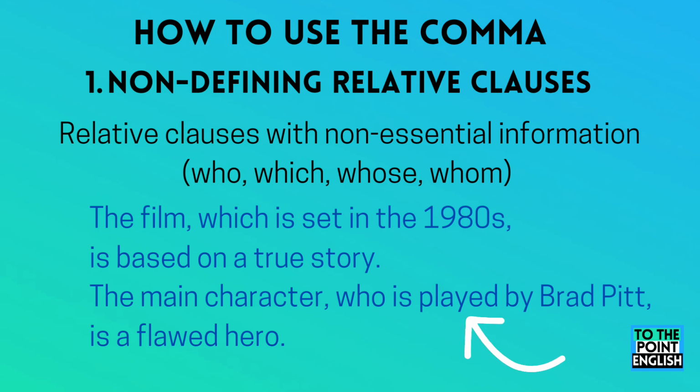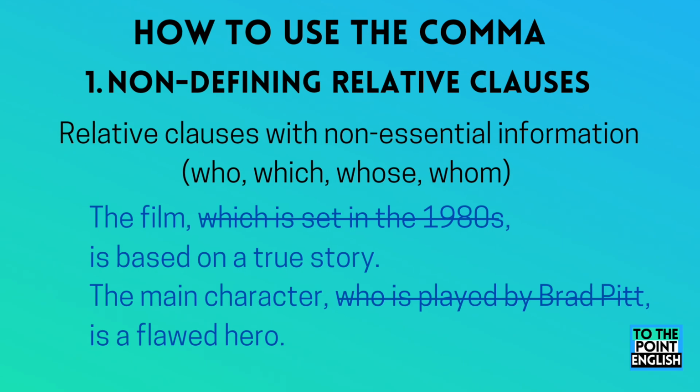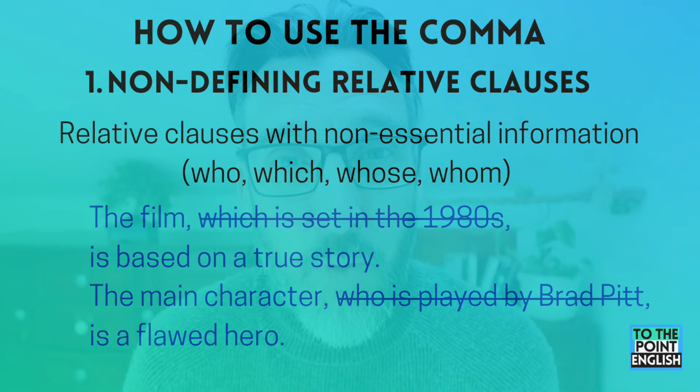So how do you know if it's a non-defining relative clause? You can simply check that if you remove that clause, that information, does the sentence still make sense? So in this case, the film is based on a true story. That's a perfectly good, complete sentence. And the main character is a flawed hero. So it's when you're adding non-essential information, this extra information, that you need to put a comma before and after the clause. Okay, I hope that's clear.